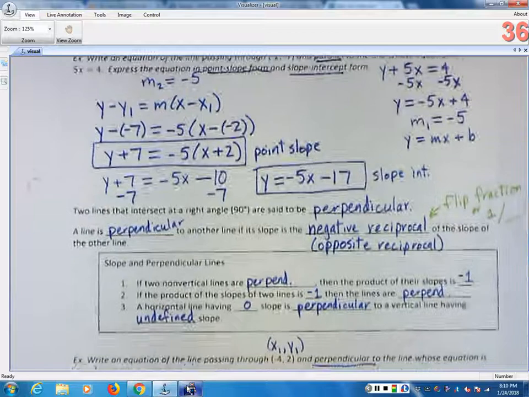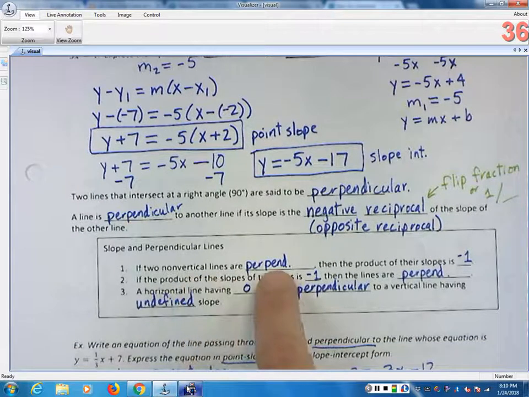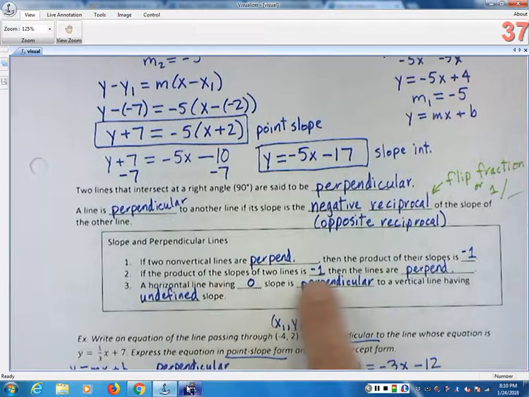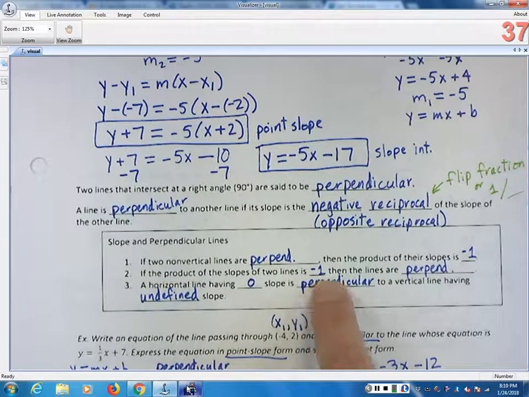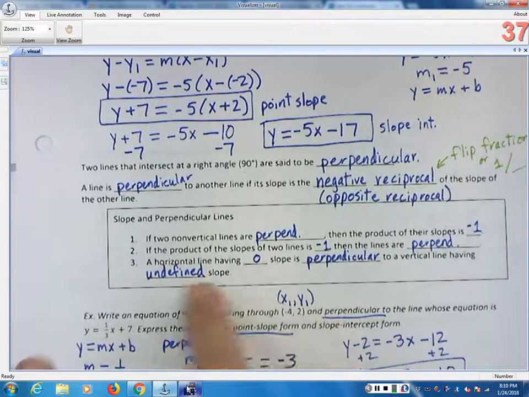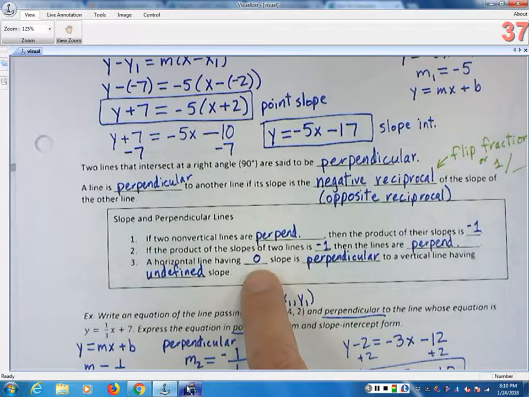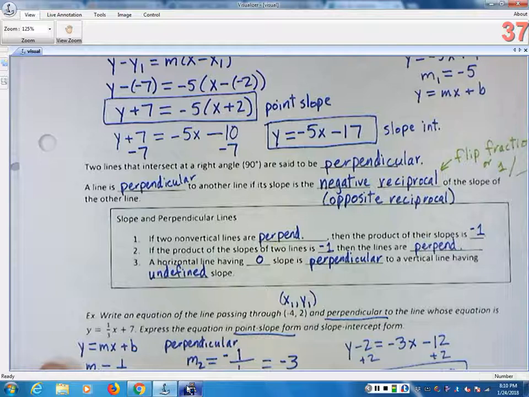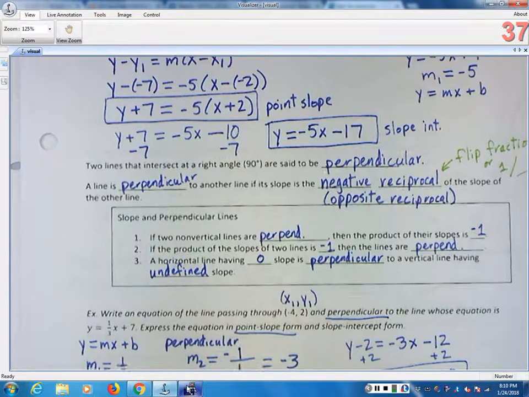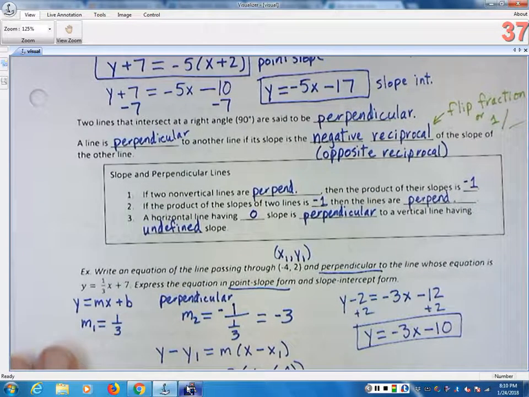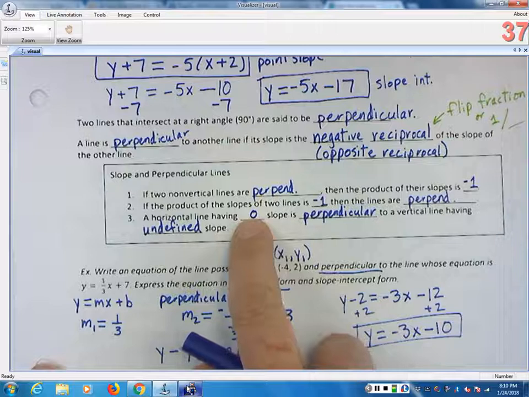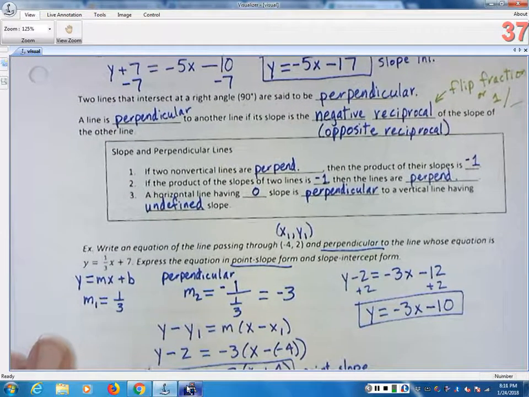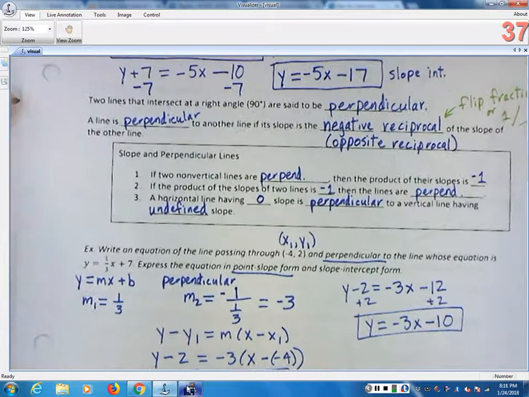So if two non-vertical lines are perpendicular, then the product of their slopes is -1. If the product of their slopes is -1, then the lines are perpendicular. And horizontal and vertical lines are perpendicular. That's what this is saying. A horizontal line has a slope of 0 and is perpendicular to a vertical line, having an undefined slope.